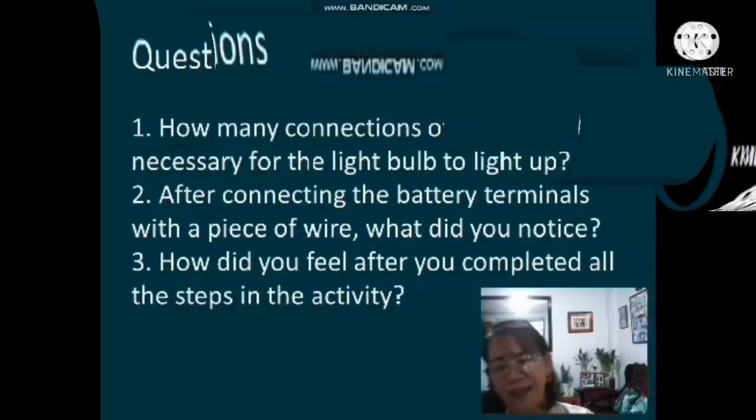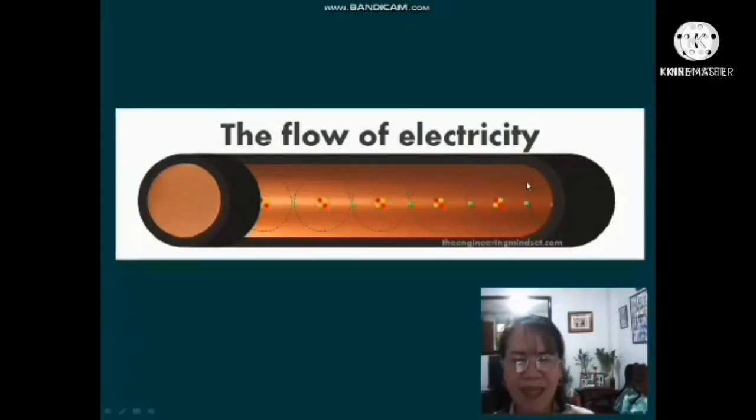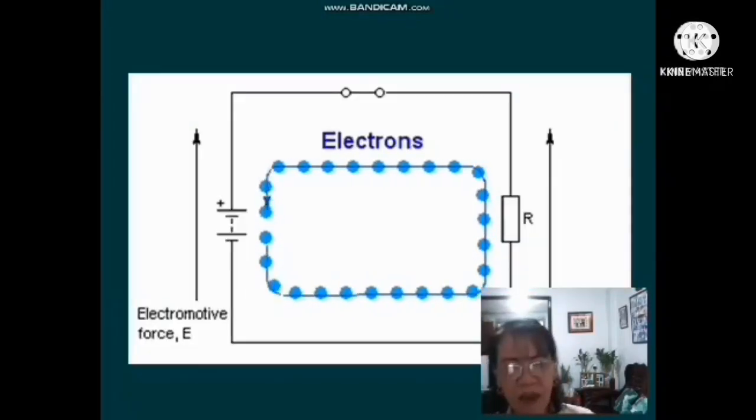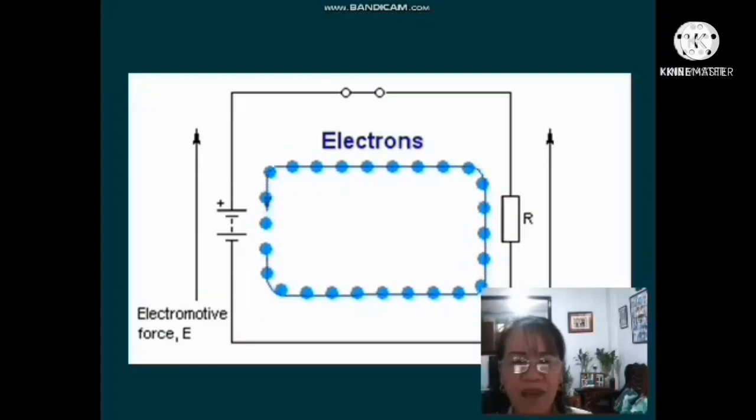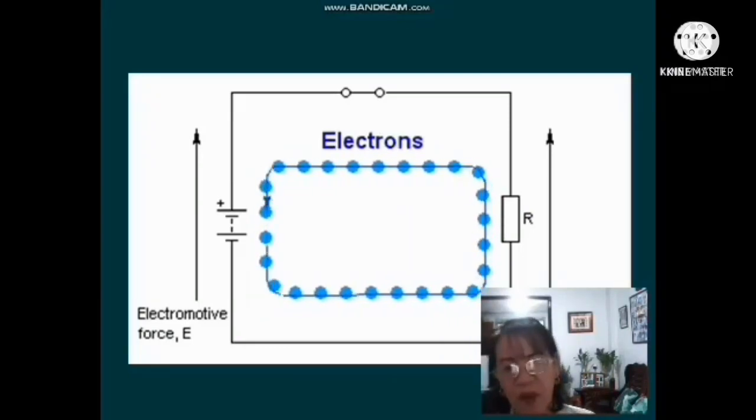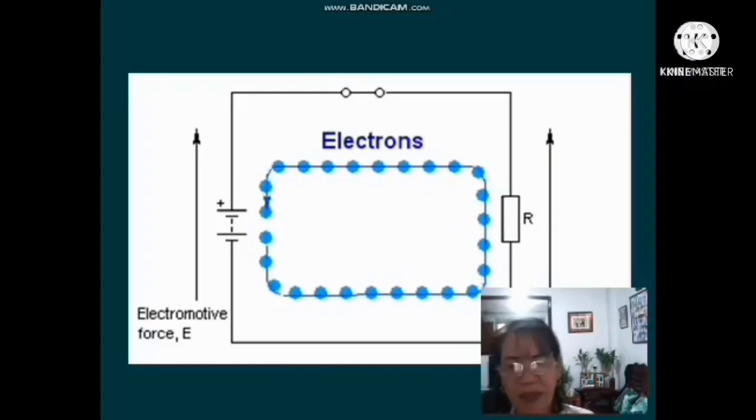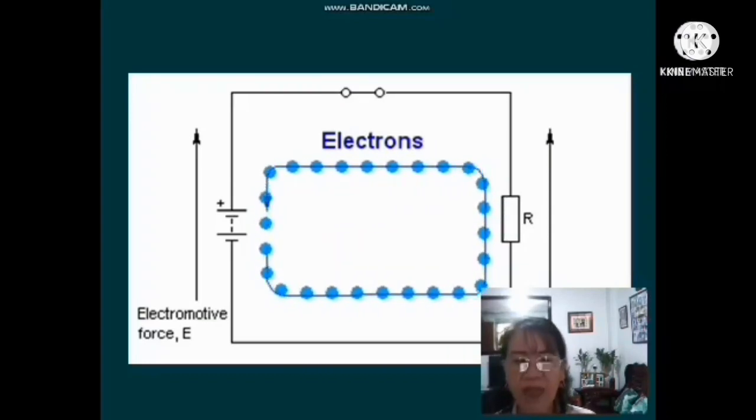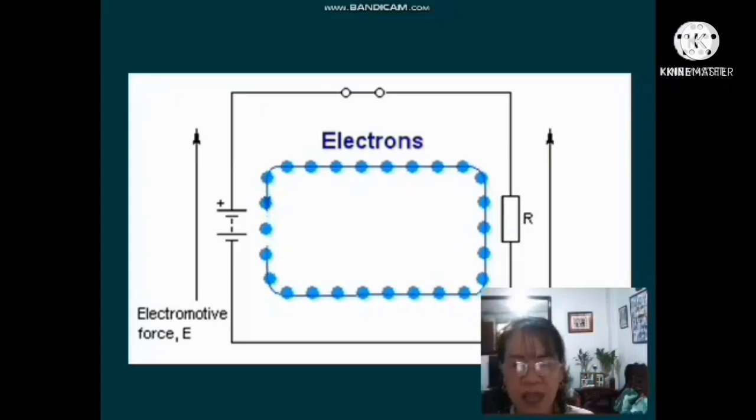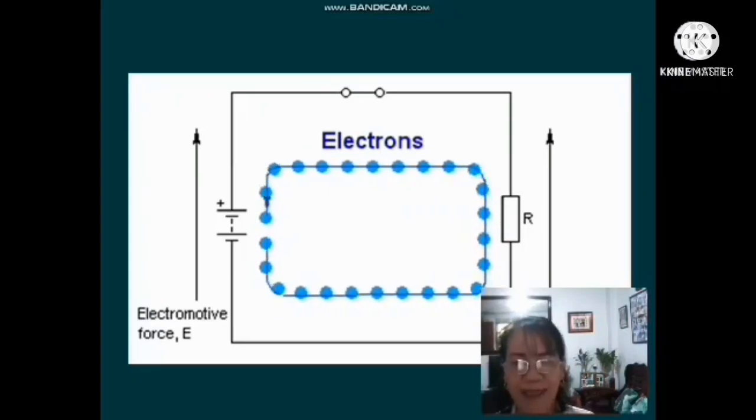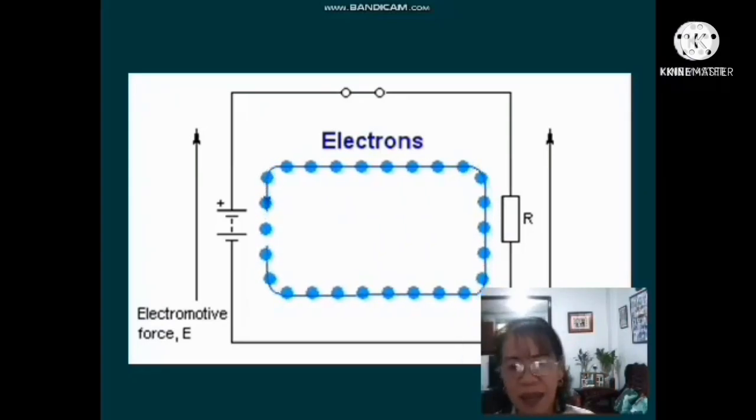Have fun learning. Electricity is caused by tiny particles with negative charges called electrons. When a circuit is complete or closed, electrons can flow from one end of a battery all the way around through the wires to the other end of the battery. Along its way, it will carry electrons to electrical objects that are connected to it, like the light bulb, and make them work.